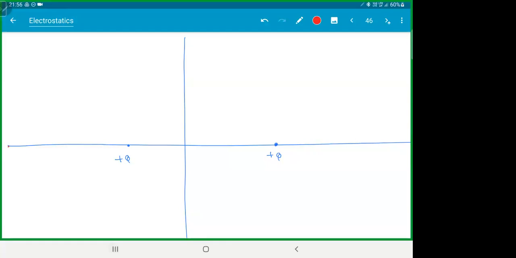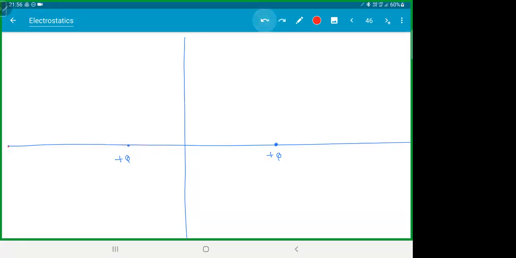Now, when you are getting close to the charge, what will be the magnitude? Kq by r square. If r is becoming 0, what will happen to the field? Infinity. Two things. When you're very close to the charge, magnitude is infinity. When you're very far from the charge, magnitude is 0. Second thing, look at this charge here. When you're on the left-hand side, the field is this way, means the field is minus I cap. On the right-hand side, field is plus I cap.